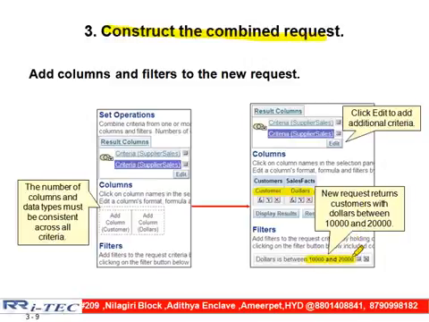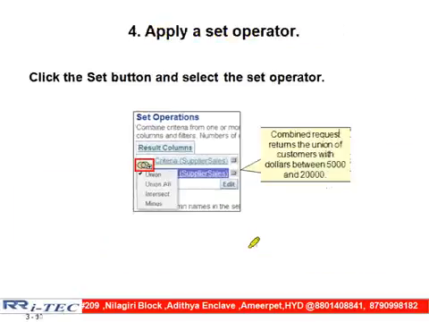Then I am putting the filter, 10,000 to 20,000. In the previous request, what is the filter you gave? 5,000 to 15,000. In this report, what is the filter you are giving? 10,000 to 20,000. Now tell me, what is the common area in these 2 things? 10 to 15,000 is the common customers, right? In the first request, I have the 10 to 15,000 customers available. In the second request, I also have the 10 to 15,000 customers available. Whenever I do the intersection, I should get this kind of data. Okay. Let us go for the next one.